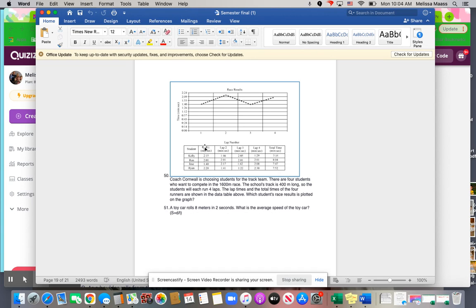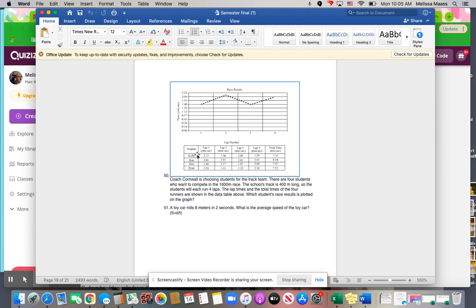Okay, so we see each student's race results here. All right, we just need to figure out which one is plotted on the graph. So what you would do is go through each of these, and you can see this is lap 1, 2, 3, and 4. You would go through each of the kids and see if their times match up to the times on the graph.